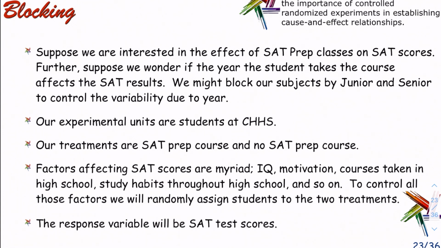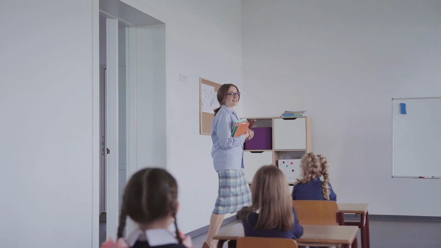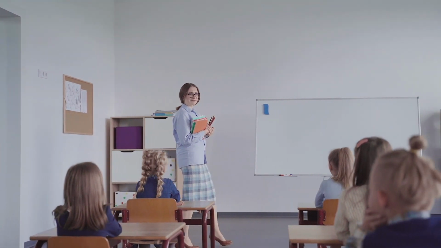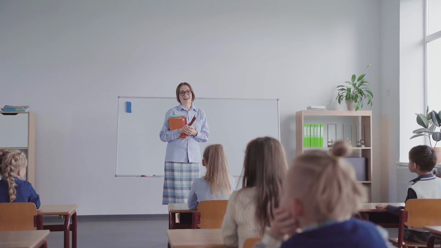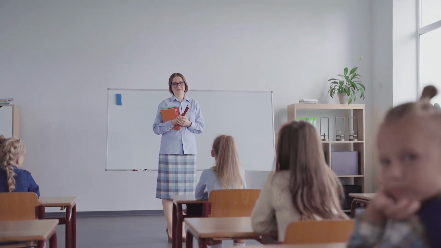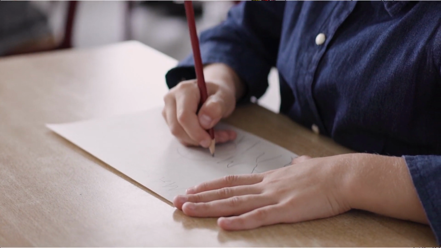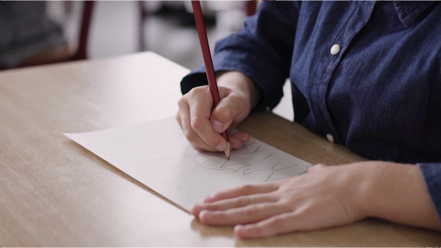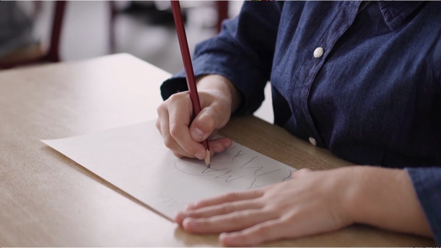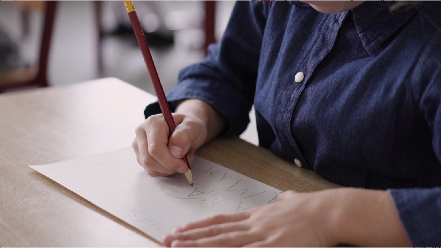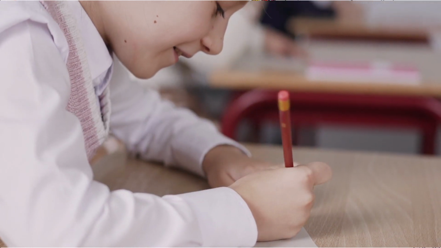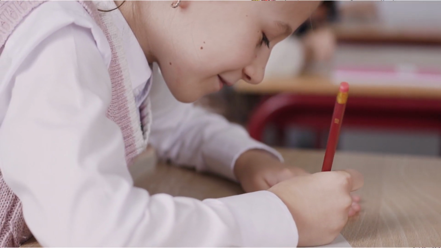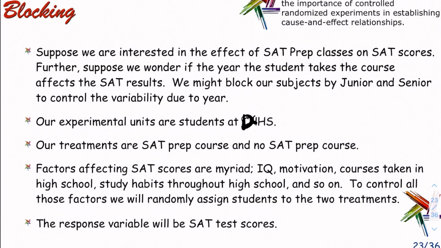Suppose we are interested in the effect of an SAT prep class on SAT scores. Further, suppose we wonder if the year that students take the course affects the SAT results. We know we offer an SAT prep class for 0 hour at our school. So we might block our subjects by junior and senior to control for that variability due to the year they graduate. Our experimental units are students at DCHS, and we would call these subjects.